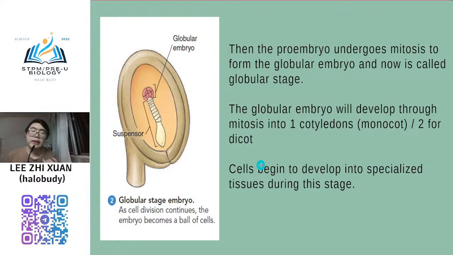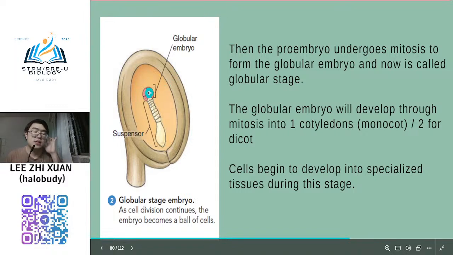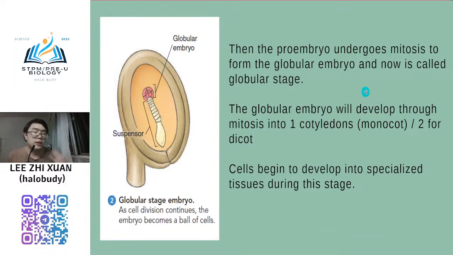And then normally once they develop into cotyledon, they will start to develop into specialized tissue during this stage. So what is the specialized tissue? Like the ground tissue and vascular tissue that you already learned in semester 1, chapter 2. Ground tissue has 3 types: parenchyma, sclerenchyma, collenchyma, and then we also have vascular tissue: xylem tissue and phloem tissue. All these specialized tissues will be developed from this stage after the development of the cotyledon.